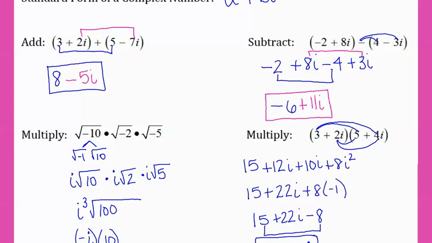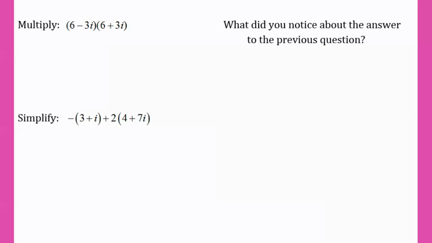All right, let's look at another multiplication problem. This time we have 6 minus 3i times 6 plus 3i. So we're going to double distribute or FOIL. 6 times 6 is 36. 6 times 3i is 18i. Negative 3i times 6 is negative 18i. Negative 3i and positive 3i will be negative 9i squared.